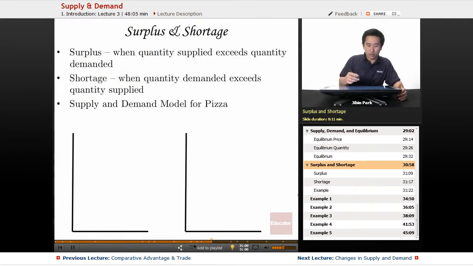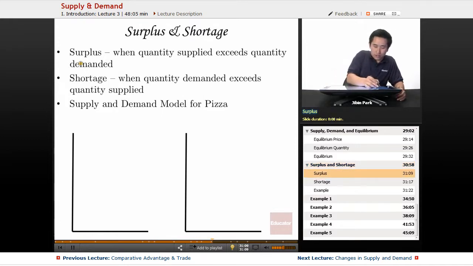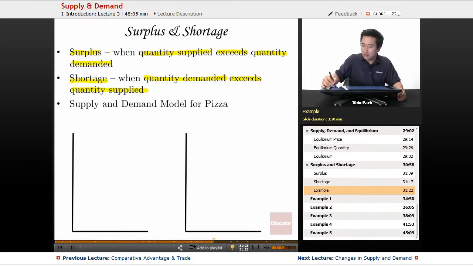So surplus and a shortage. So what is the difference between a surplus and a shortage? So I'll give you an example of how that would actually play out here. So a surplus is simply when the quantity supplied exceeds the quantity demanded, whereas a shortage is when the quantity demanded exceeds the quantity supplied. So we're going to go ahead and look at the supply and demand for pizza. And one case in which the price is a little bit too high, you have a bunch of excess pizza. And what happens when the price of the pizza is a little bit too low? So the supply and demand is going to look exactly the same.